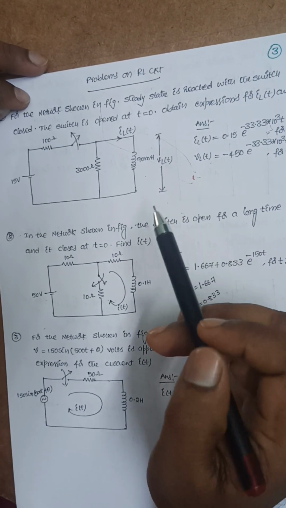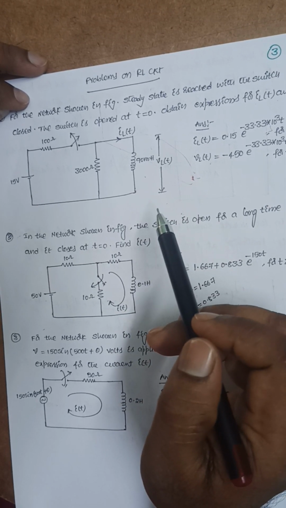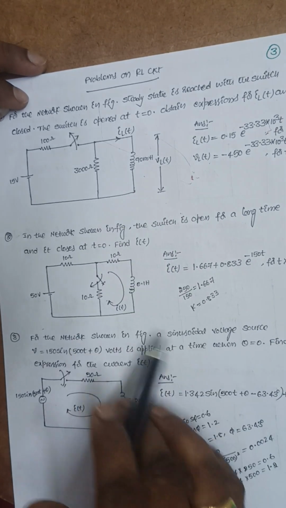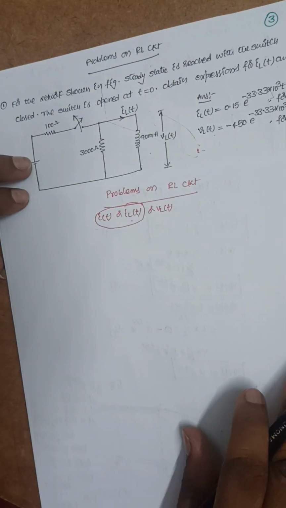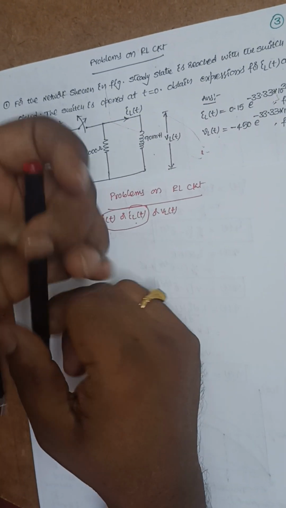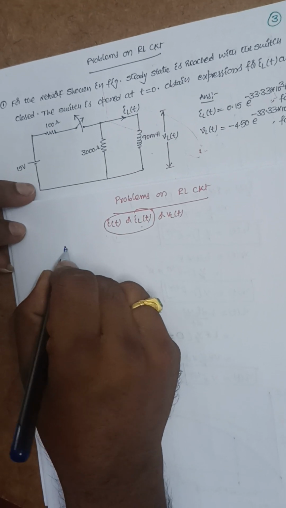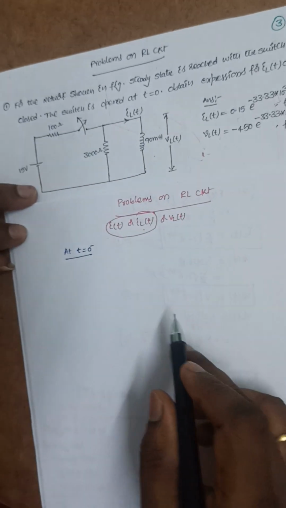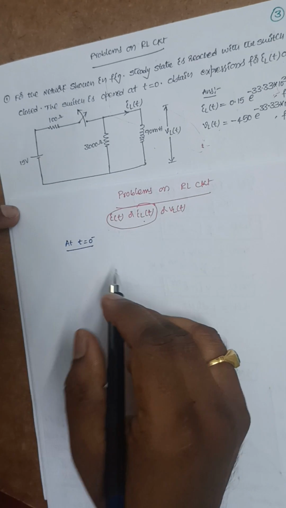After drawing the circuit for t greater than 0, write down the integral differential equations by applying KVL or KCL. So let me expand this problem so that you can understand. First, at t is equal to 0 minus, the switch is in the closed position.